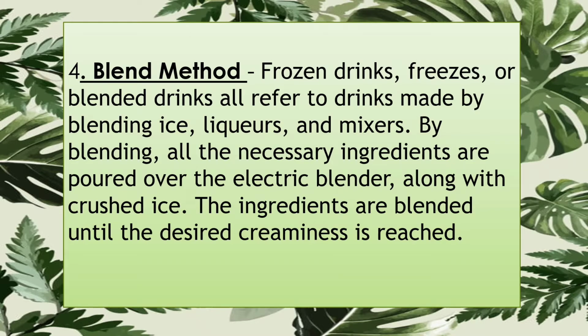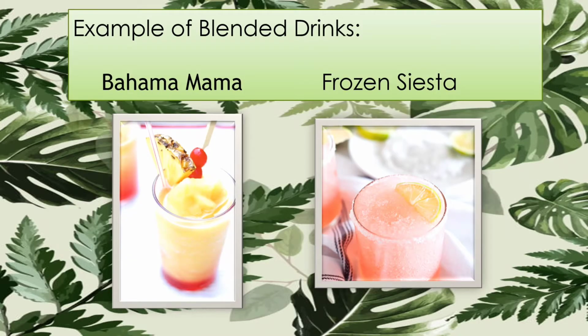Blend method. Frozen drinks, freezes, or blended drinks all refer to drinks made by blending ice, liquors, and mixers. By blending, all the necessary ingredients are poured into the electric blender, along with the crushed ice. The ingredients are blended until the desired creaminess is reached. Examples of blended drinks: Bahama Mama, Frozen Shasta.